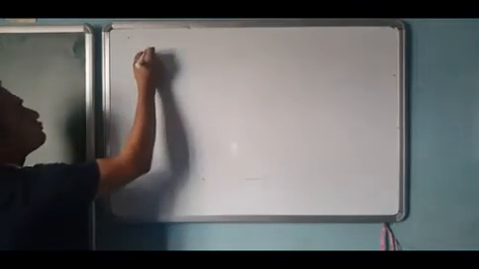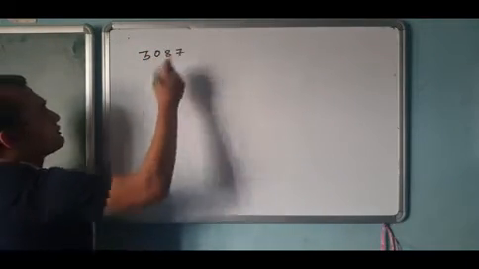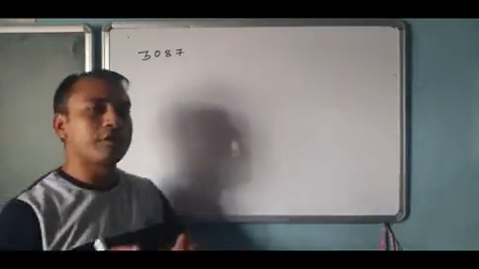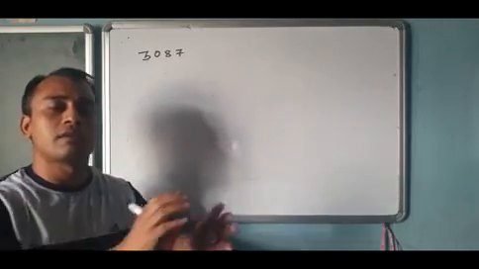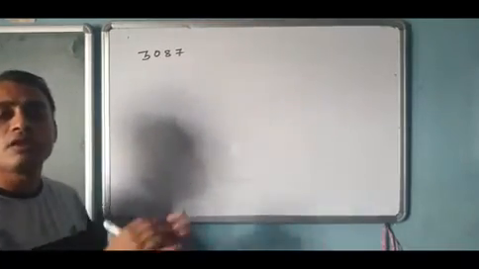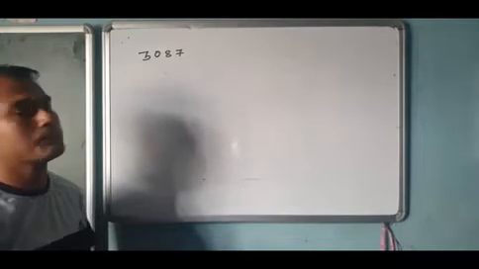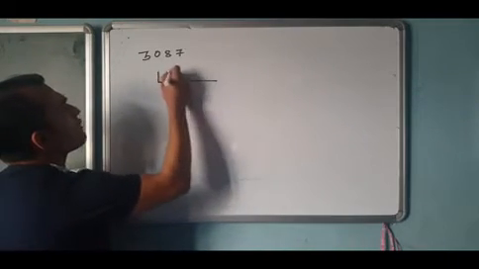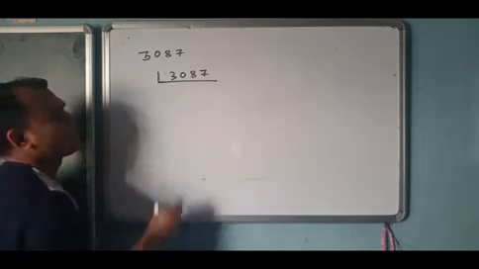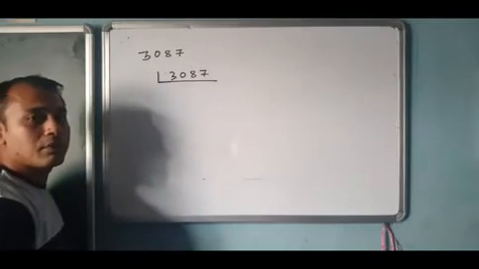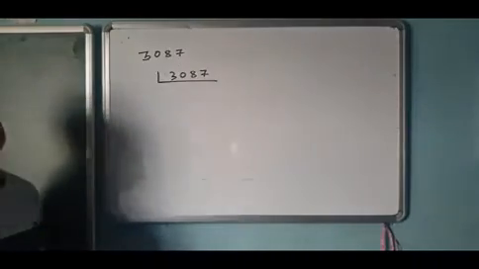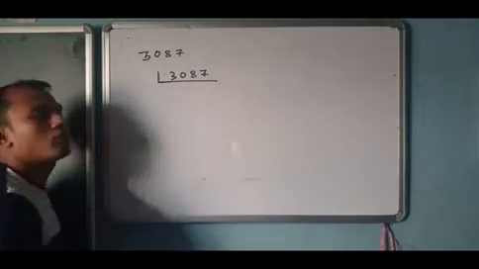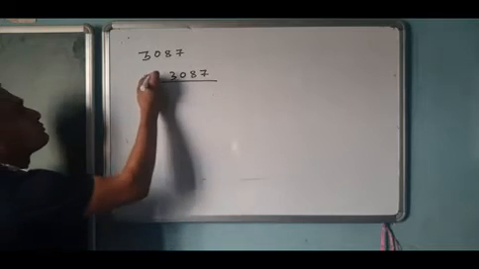Let me take an example: 3087. Again, it is not a perfect cube number, but we need to multiply this 3087 by a certain number so that it results in a perfect cube. For that, let us take the prime factors of 3087. So we'll always start with a prime number. The smallest prime number is 2, but 2 cannot divide 3087 since the last digit is odd. So we'll start with 3.